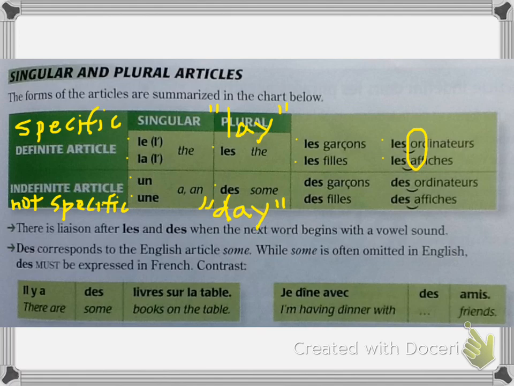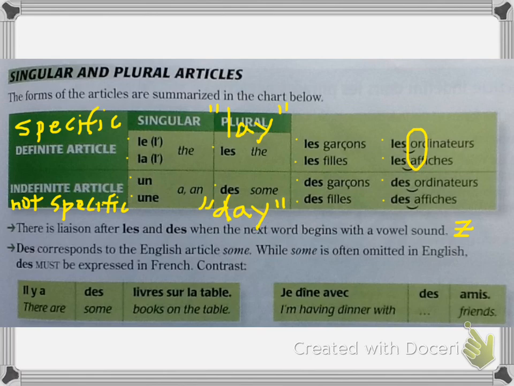S'il vous plaît, répétez: un, une, des. Des garçons, des filles, des ordinateurs, des affiches. There is liaison after les and des when the next word begins with a vowel sound. So again, what this is talking about is that Z sound that S makes when it's followed by a vowel or a silent H.